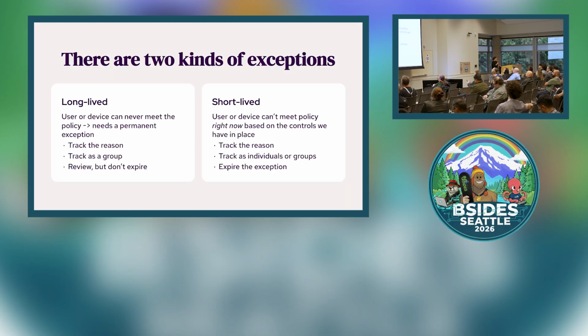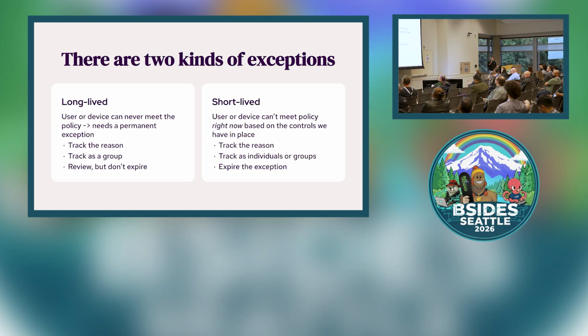The last thing I'll say about exceptions is that you have 2 kinds of exceptions: long-lived exceptions and short-lived exceptions. Long-lived exceptions are the situations where the user or device that you're putting in scope will never be able to meet the policy. They need a permanent exception. You should track the reason, it's usually the same kinds of reasons, you should track those as a group, and you should make sure to regularly review that exception, but it's not going to expire. You don't want those users with those devices to get blocked out. You just want to make sure you remember that they're there.